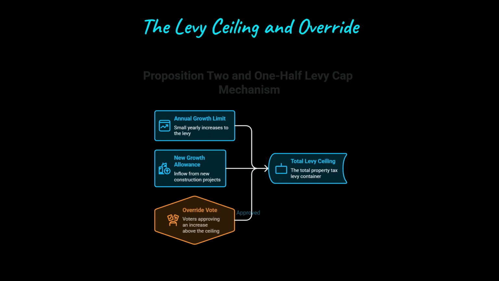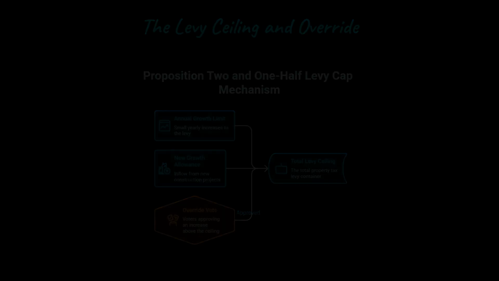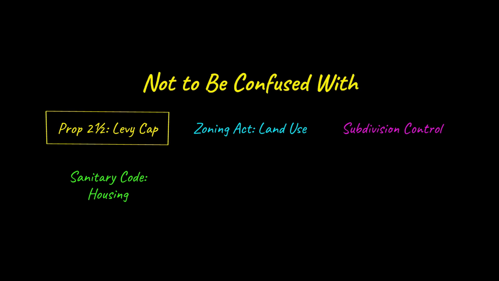Picture the levy as water filling a tank with a fixed ceiling. It can only rise a little each year, plus a small trickle from new growth. To break through that ceiling and collect more, the town needs an override, a vote where residents approve raising the cap themselves. Don't confuse this tax cap with other Massachusetts laws.